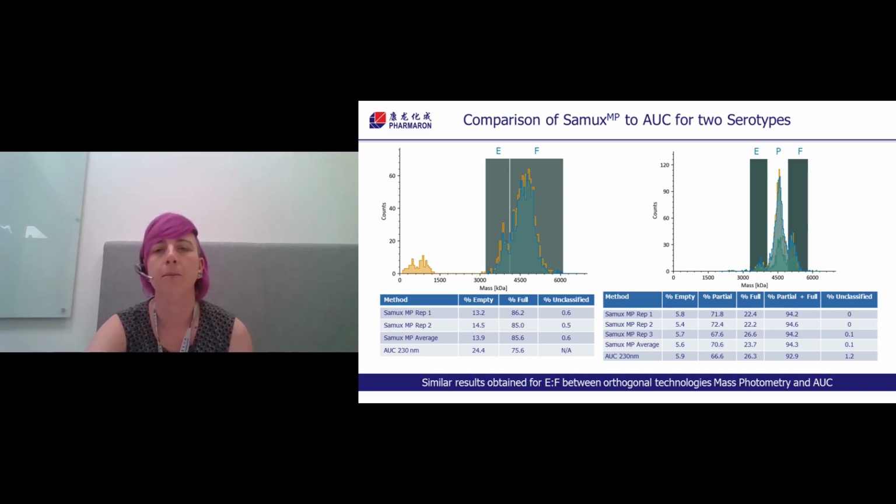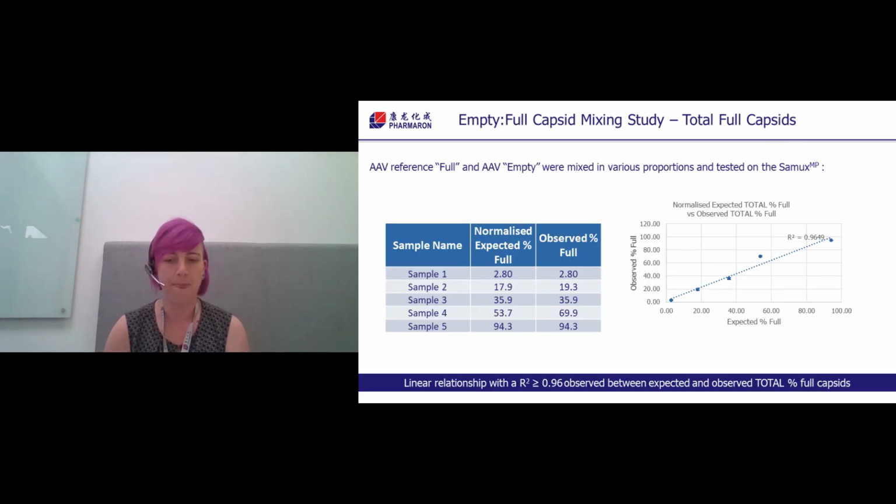So in this serotype on the right, where we were able to see empties, partials, and fulls, we built on this a little further by mixing together different blends of the sample. So we took AAV reference full, so this was commercially available material, and AAV empty, and they were mixed in various proportions and tested on the SAMX MP.